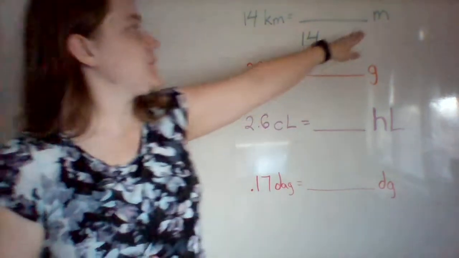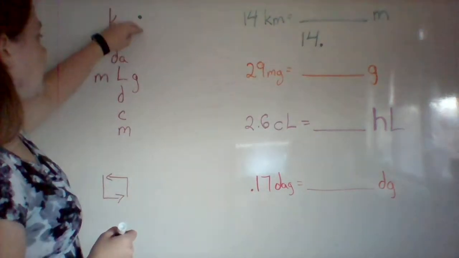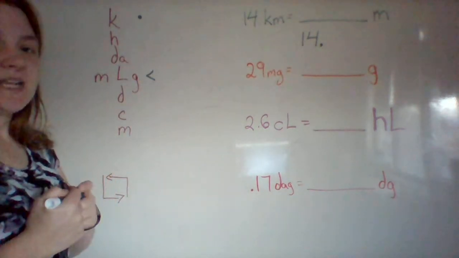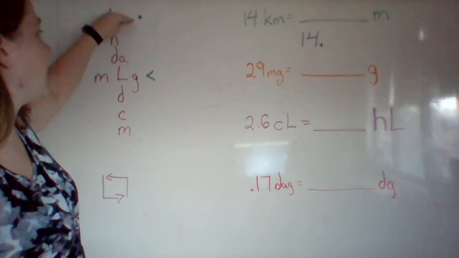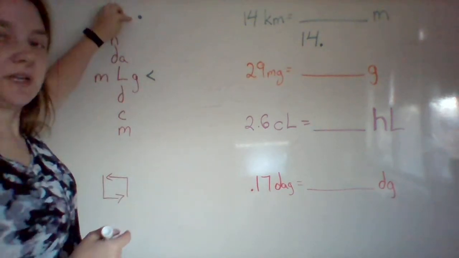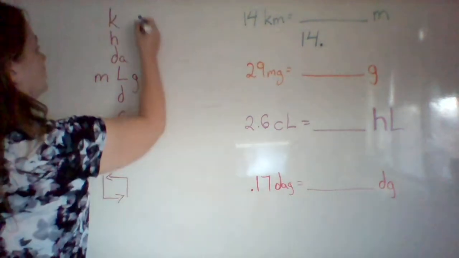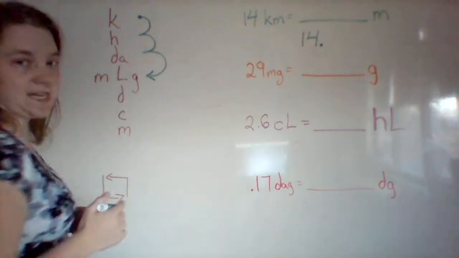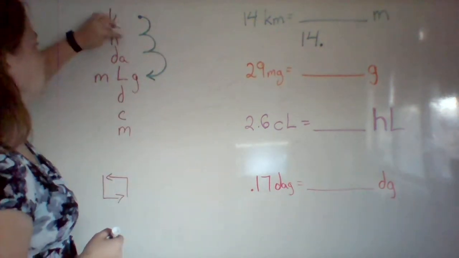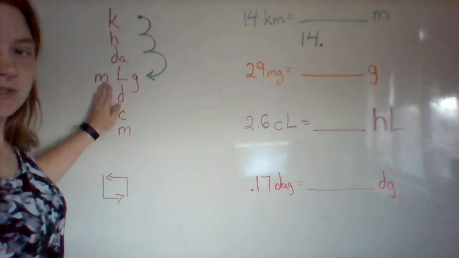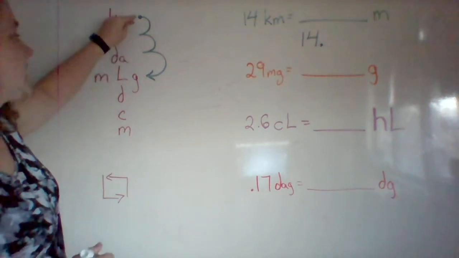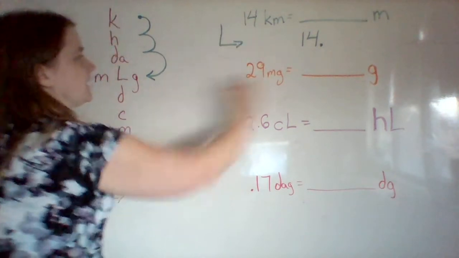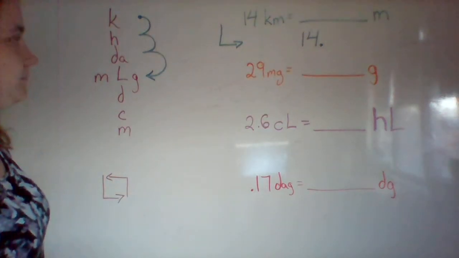And I need to get to M. So I need to go and find meters. Meters is right here. I'm going to count how many steps it takes me to go from K to M. You don't count where you start. So, 1, 2, 3 steps. You can see how I went from kilometers to hecto to deca, and then I got down to meters. That's 3 steps, and I went down. Because I went down, I'm going to move my decimal to the right.